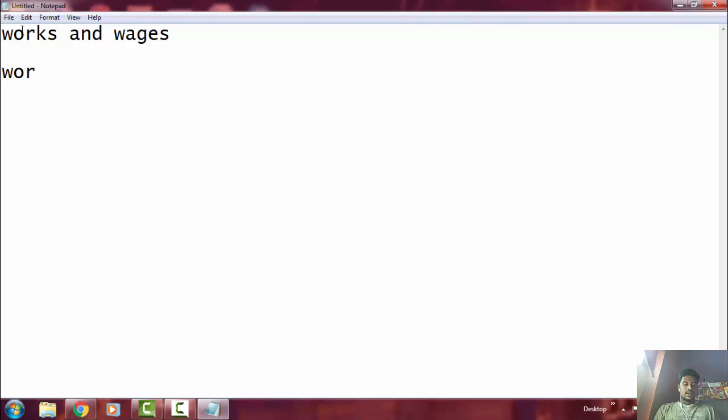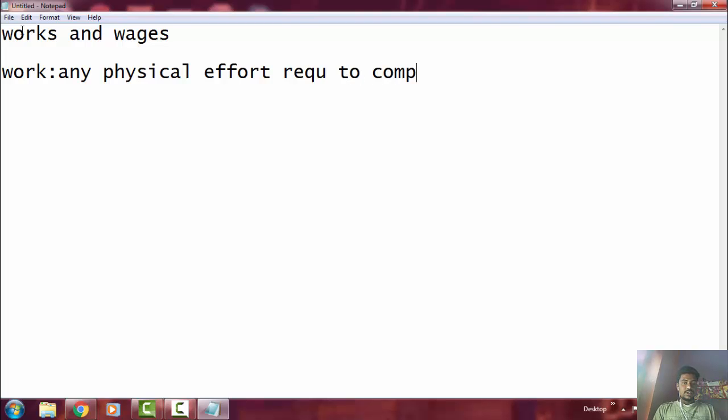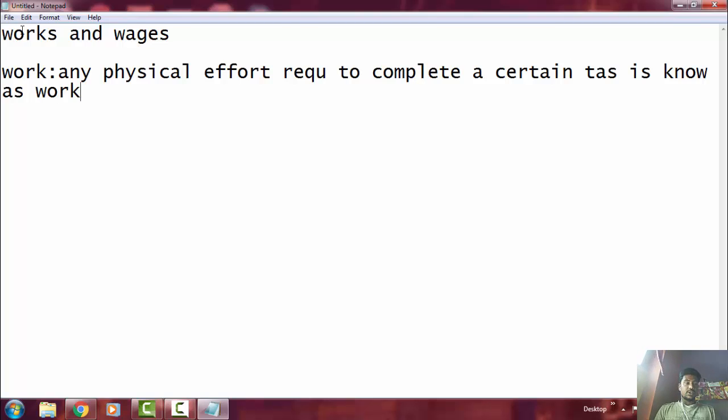What is work? Any physical effort required to complete a certain task is known as work. I think everyone knows about it.